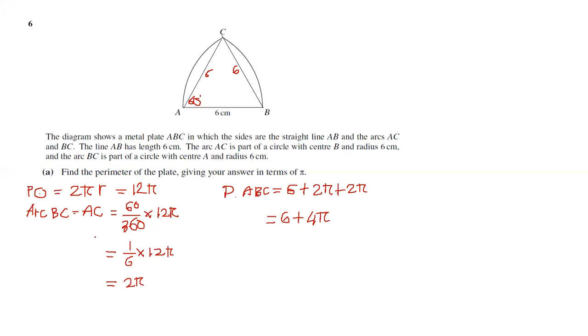Next, for part B, find the area of the plate, giving your answer in terms of pi and square root 3. Okay, if I sketch the plate like this, it is the triangle ABC.